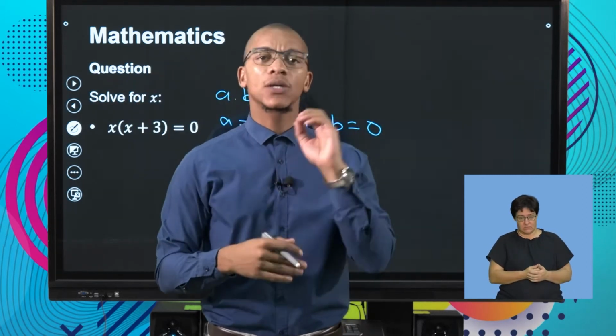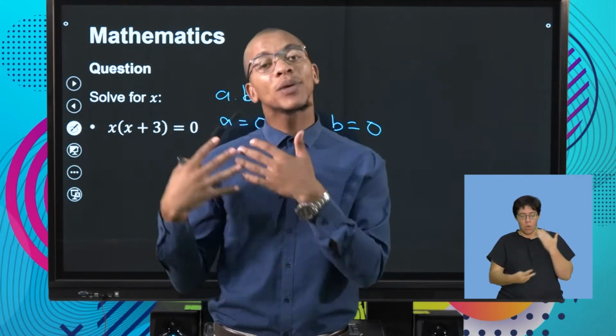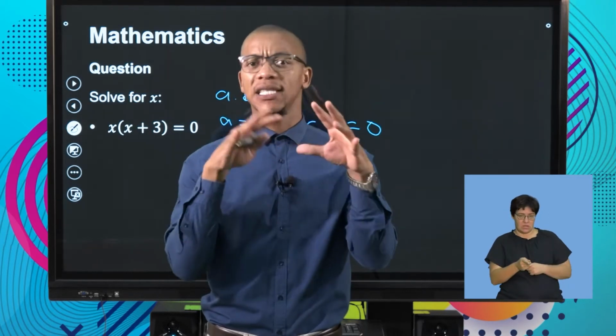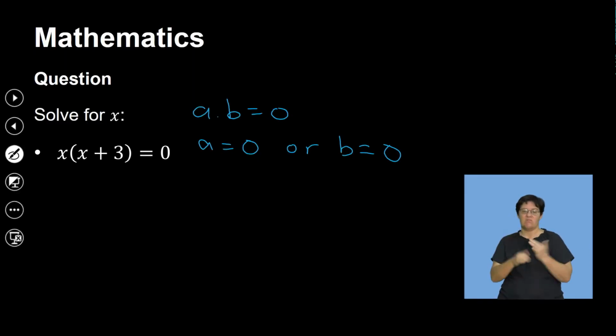So it's either you choose this one or you take that one, but both of them do work, especially when it comes to a quadratic equation. But when it's a square root, then there's a different story there that we need to discuss. But we'll talk about that when we get there. For now, let's just solve this one.